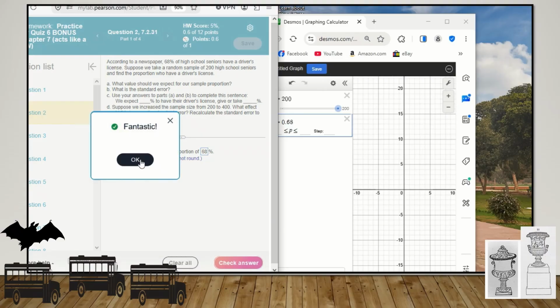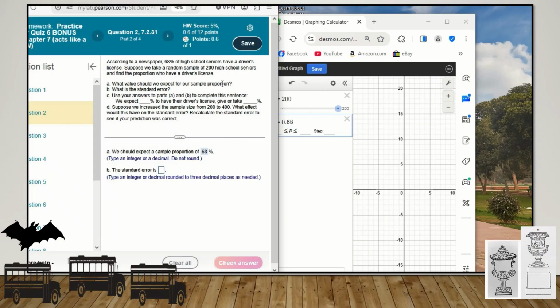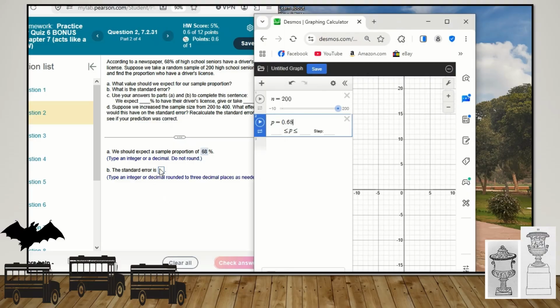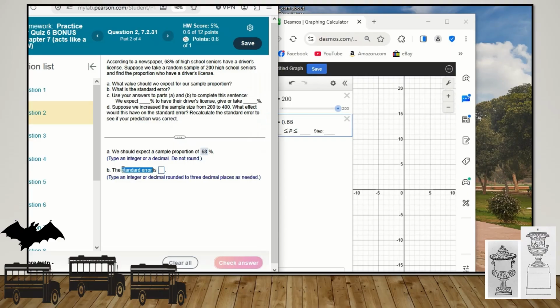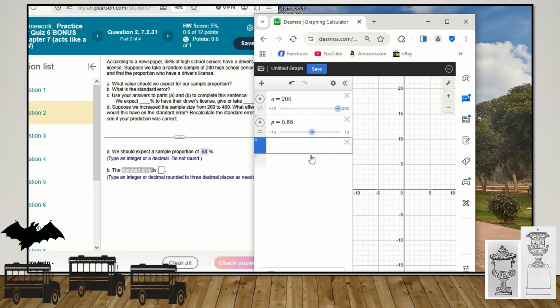And you've got to be careful. What they're asking is, out of the 200, what would we expect to have a driver's license? And then here's where it gets a little more complicated, and that's the standard error. That's a fairly complicated formula that you don't want to be calculating over and over and over again. So that's what I'm suggesting, doing these variable assignments.